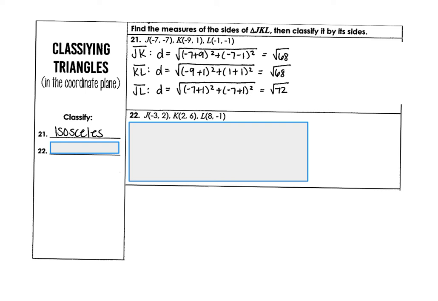So go ahead and do the next one and figure out what type of triangle you have. What type of triangle? Isosceles, scalene, or equilateral. Those are the three based on sides here.